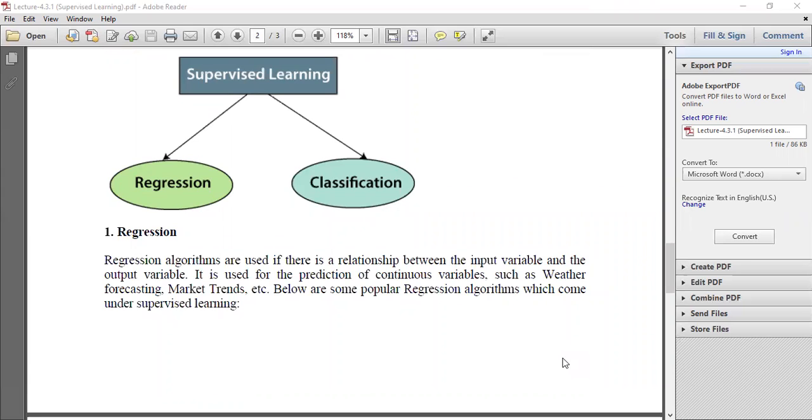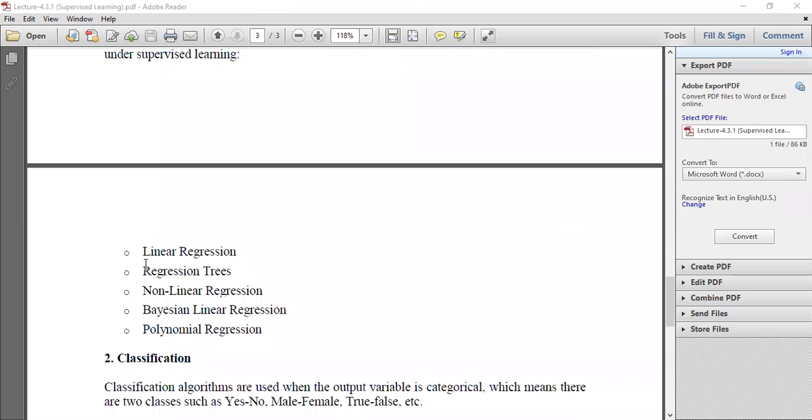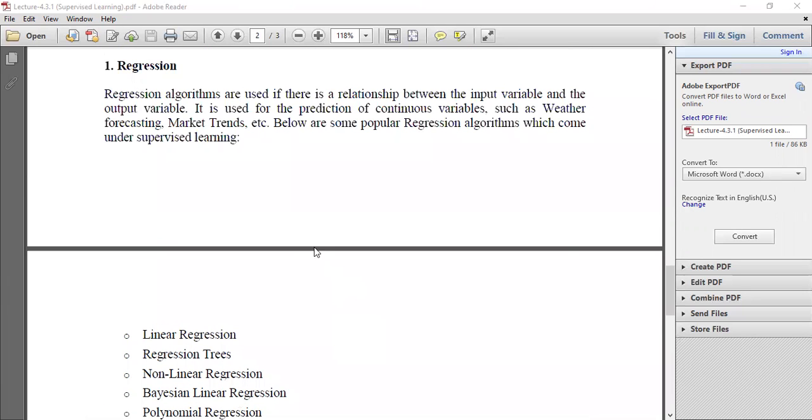Regression algorithms are used if there is a relationship between the input variable and the output variable. It is used for the prediction of continuous variables such as weather forecasting and market trends. Below are some popular regression algorithms under supervised learning: linear regression, regression trees, non-linear regression, Bayesian linear regression, and polynomial regression. Okay, so what are regression algorithms? They are used if there is a relationship between the input variable and the output variable, for prediction of continuous variables such as weather forecasting and market trends.